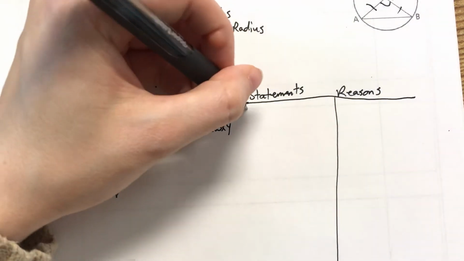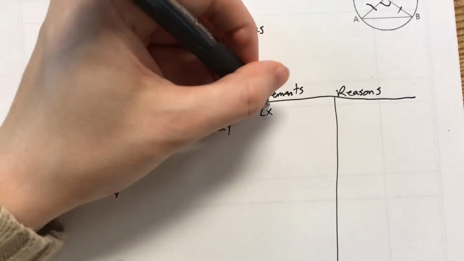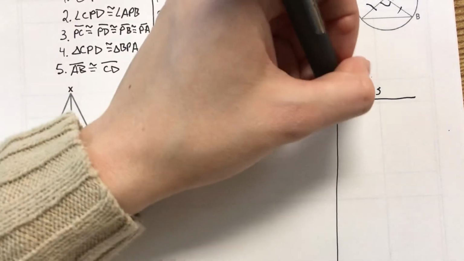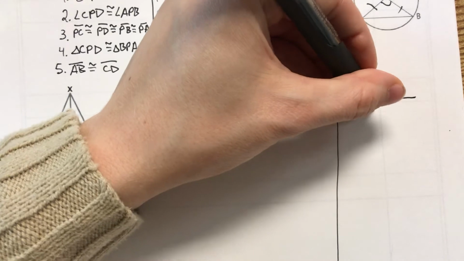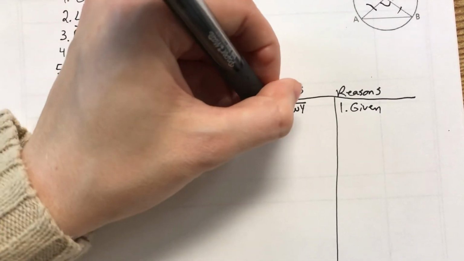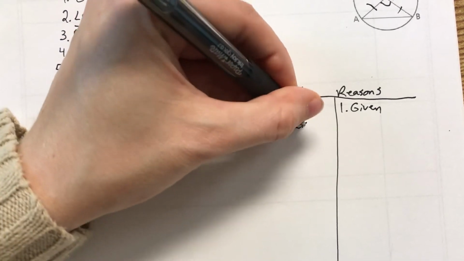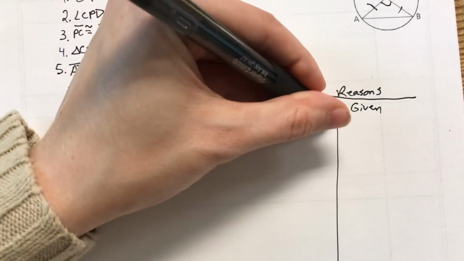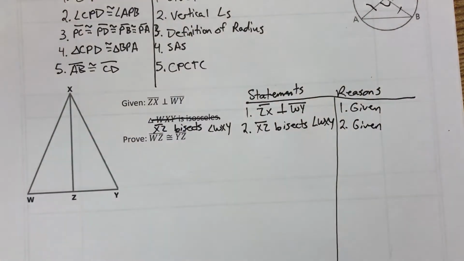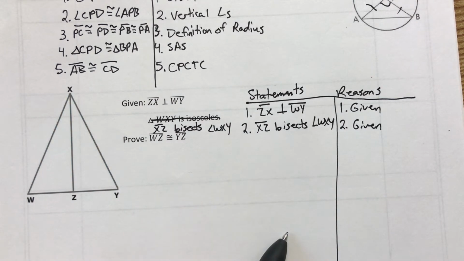So our first given information is that ZX is perpendicular to WY, and the reason for that is given. We also know that XZ bisects angle WXY. The reason for that is given. So then we say, well, what do we do with those two pieces of information? How can we turn those into congruent statements in our proof? How do we make these two triangles become congruent?